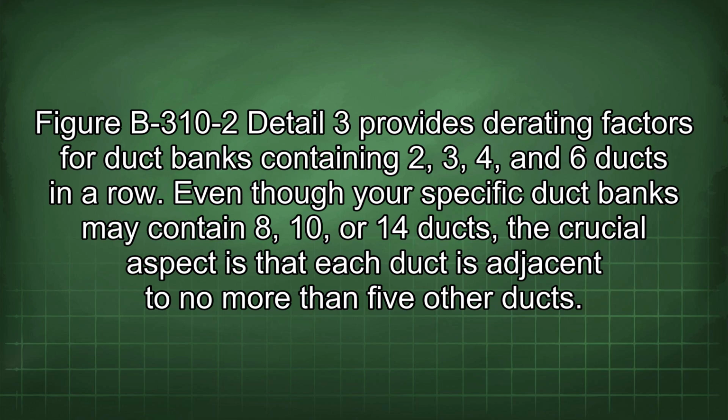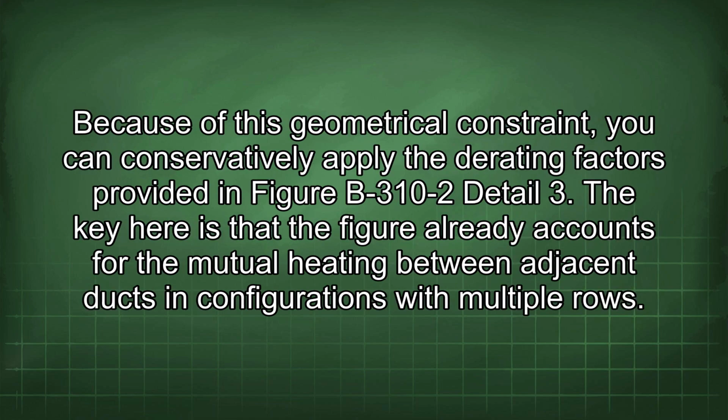Even though your specific duct banks may contain 8, 10, or 14 ducts, the crucial aspect is that each duct is adjacent to no more than 5 other ducts. Because of this geometrical constraint, you can conservatively apply the derating factors provided in Figure B-310-2 Detail 3.